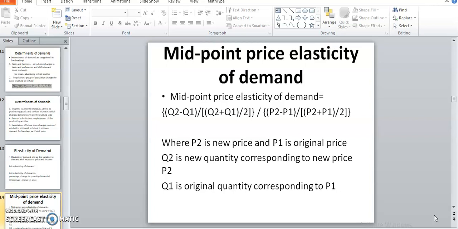So we can find the price elasticity of demand by considering the average: Q2 minus Q1 divided by (Q1 plus Q2) by 2, divided by P2 minus P1 divided by (P2 plus P1) by 2. This is called the midpoint price elasticity of demand. Here we consider the average of the particular price and the average of that particular quantity.